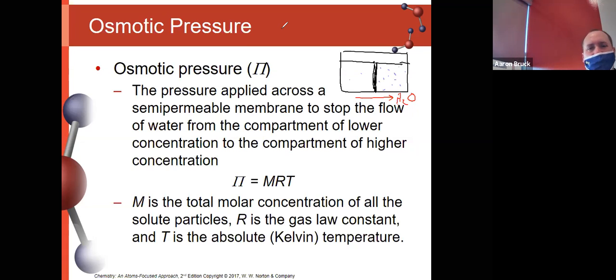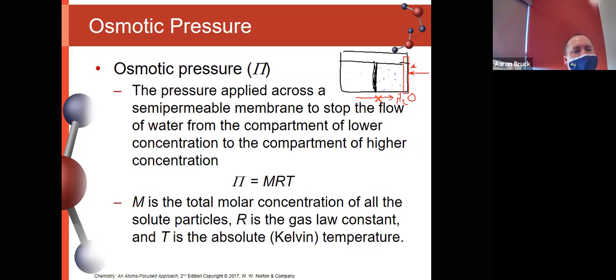Well, osmotic pressure would be, let's say that I introduce some kind of an object in here that's going to start pushing back. And that object pushing back stops the flow of this water. Whatever pressure I exerted would be equal to the osmotic pressure of the solution.